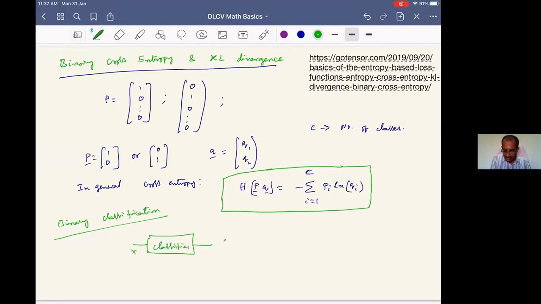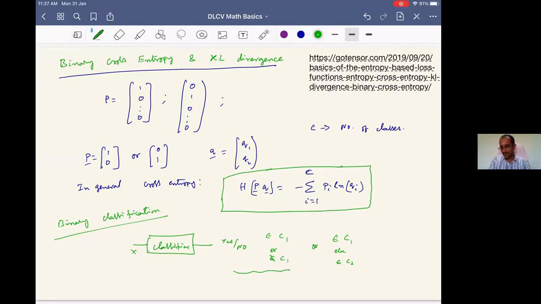The answer is yes or no. Okay, it belongs to class 1 or does not belong to class 1. Or belongs to class 1, else belongs to class 2. This is a more apt scenario that we are discussing.